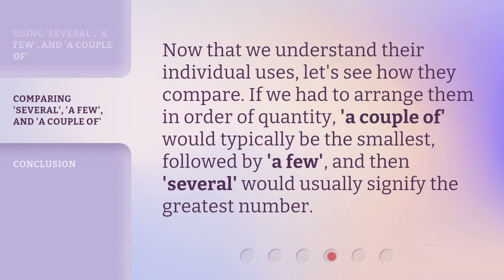Now that we understand their individual uses, let's see how they compare. If we had to arrange them in order of quantity, a couple of would typically be the smallest, followed by a few, and then several would usually signify the greatest number.